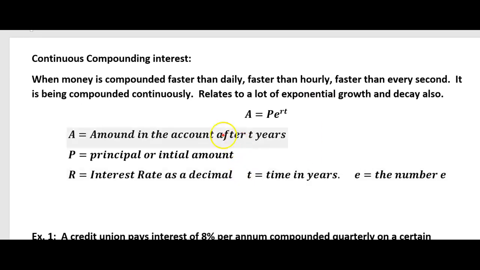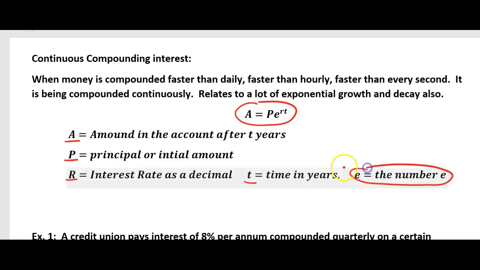But there's another type of compounding, and it's called continuous compounding. And this is when money is compounded faster than daily, faster than hourly, faster than every second. It is being compounded continuously. And the formula for that is A equals P times e to the RT, where, again, A is the amount in the account after T years, P is the principal or initial amount, R is the interest rate as a decimal, T is time in years, but e is that number e we talked about in earlier lessons.